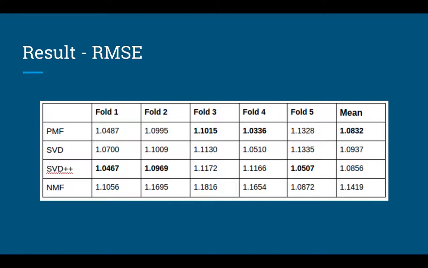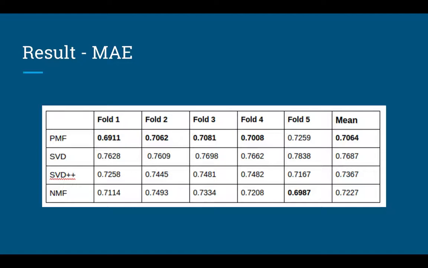And then this is the result of the 4 different methods based on the Foursquare dataset. And we can see the PMF, the probabilistic matrix factorization method, has the best performance based on our experiment. And we do 5-fold cross validation on the dataset. And the MAE, which is also the PMF, has the best performance in our experiment.